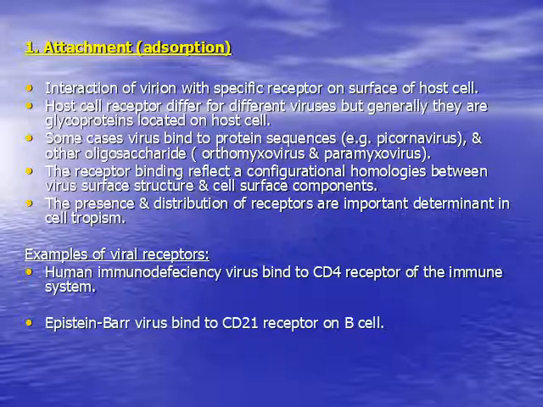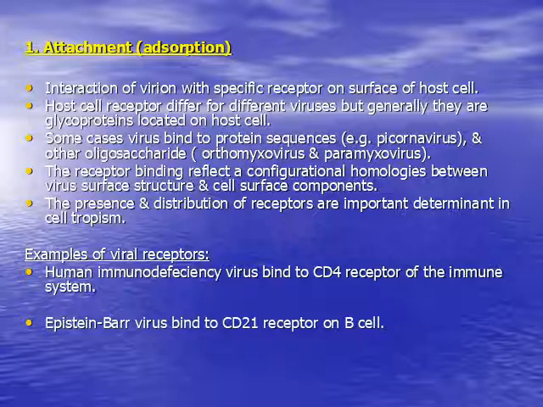First stage: attachment, adsorption. Here we will have interaction of the virion with a specific receptor on the surface of the host cell. Host cell receptors differ for different viruses, but generally they are glycoproteins located on the host cell.